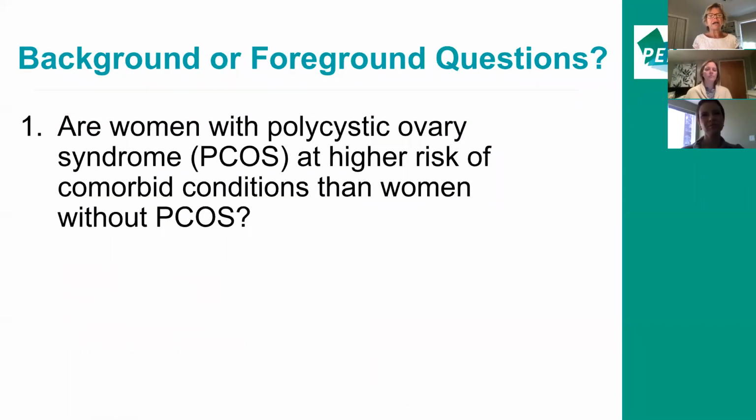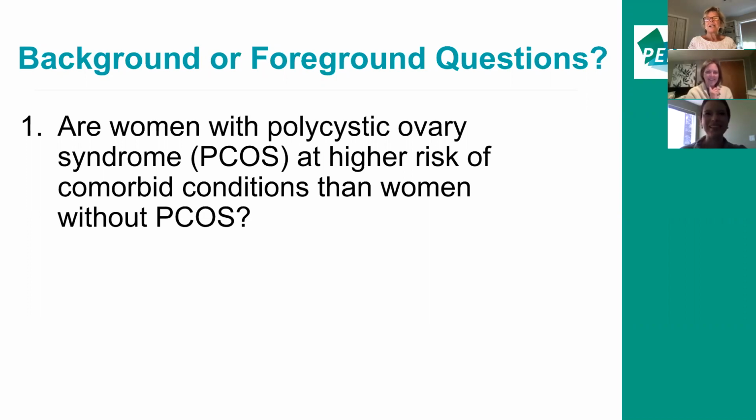So first of all, let's look at an example of current questions in Penn: are women with polycystic ovary syndrome, or PCOS, at higher risk of comorbid conditions than women without PCOS? So would that be a background or a foreground question? Anyone want to jump in? What do you think, Megan? I would say that is a background question.